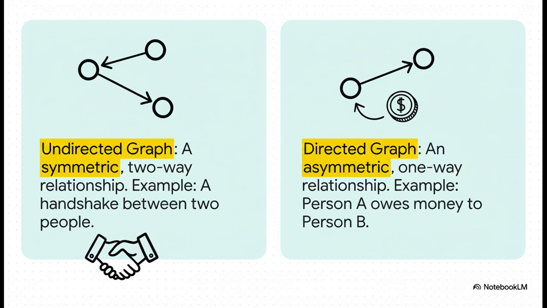See, an edge can just be a connection, or it can have a direction. We call that a directed graph. Think of it like this. A handshake is undirected. It goes both ways. But owing someone money, that's directed. It's a one-way street from you to them.